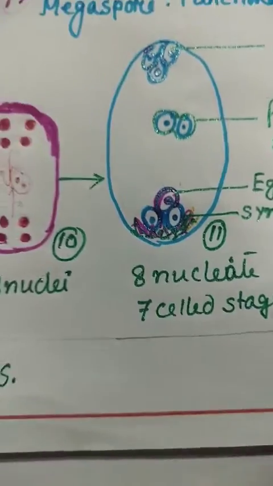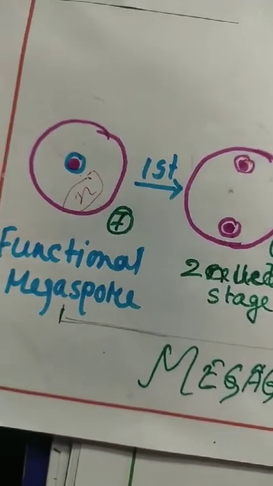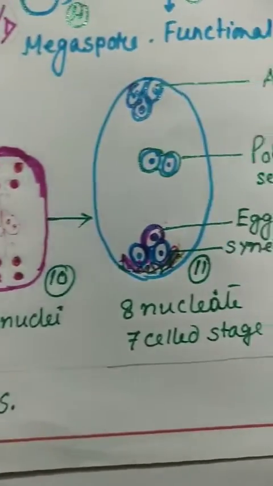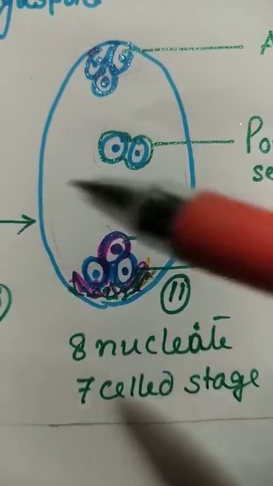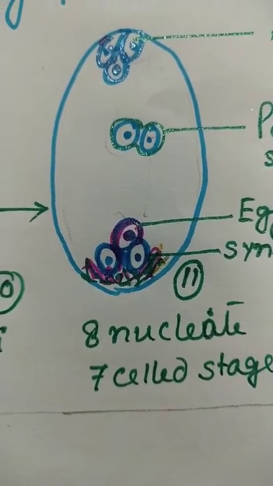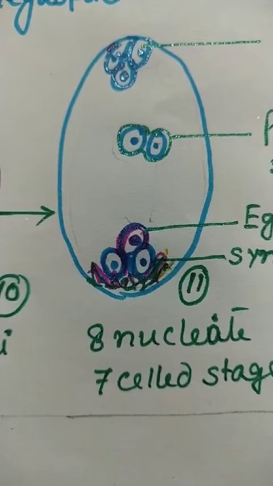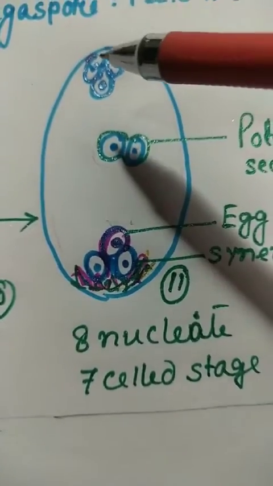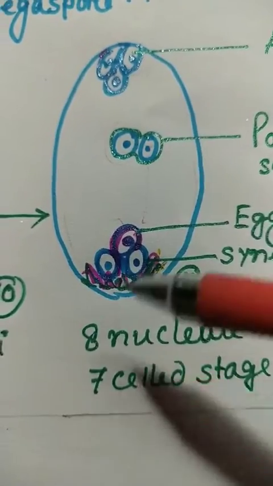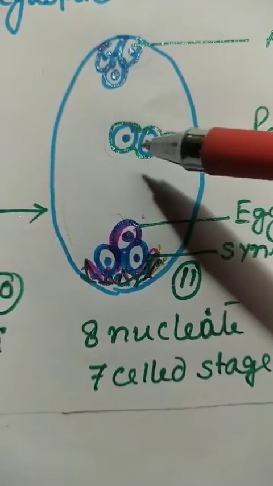So this whole structure, from the functional megaspore up to this 8 nucleate embryo sac, this whole process is called megagametogenesis, or formation of the embryo sac. You see, here we have 8 nuclei, 3 at the chalazal end, 3 at the micropylar end, and 2 in the center.